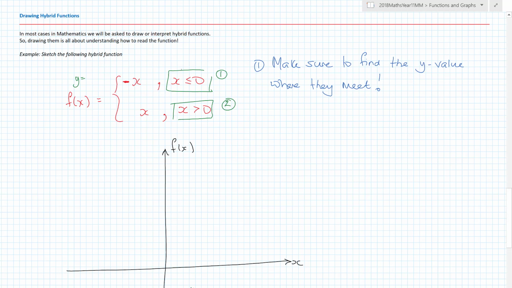Now, if you don't know what these graphs look like, the best thing to do is actually just plot them. Plot the first 3 or 4 points and you can guess from there on. So there is 0.